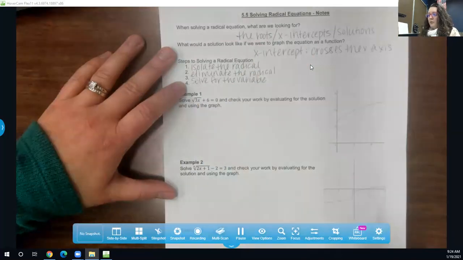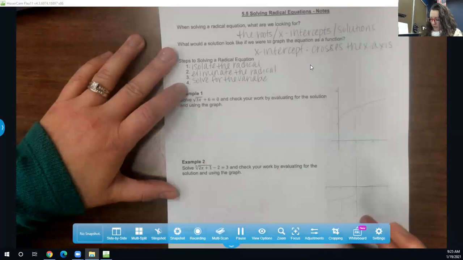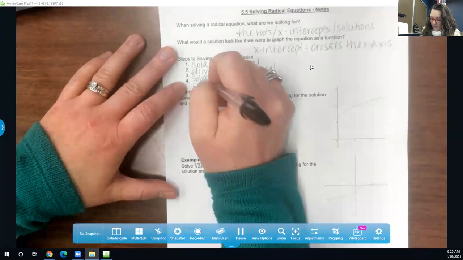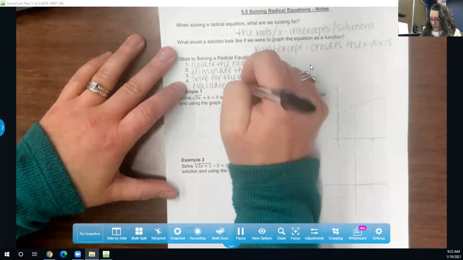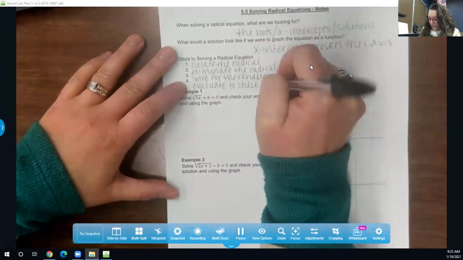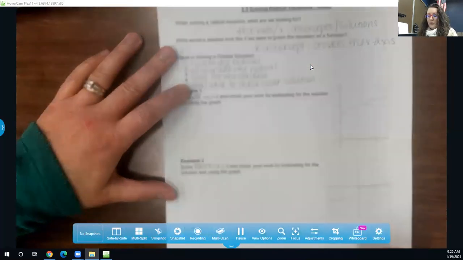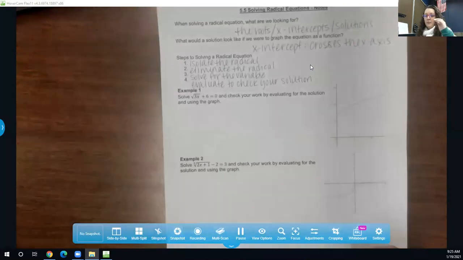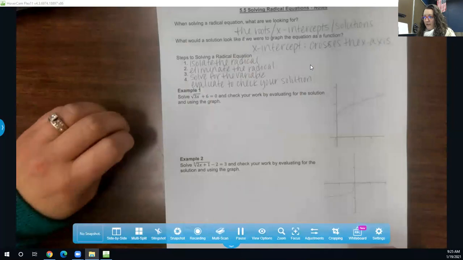And your last step, number 4, is going to be your most important step because you could end up with imaginary solutions or not real solutions if you're not careful. So our last step is to evaluate, to check your solution. So let's try. We're going to evaluate two different ways. We're going to be evaluating by plugging back in, taking that solution and plugging it back into the top equation. And we're going to be evaluating using our graphing calculator.